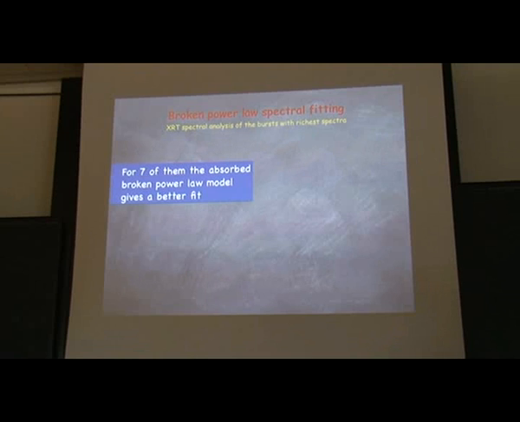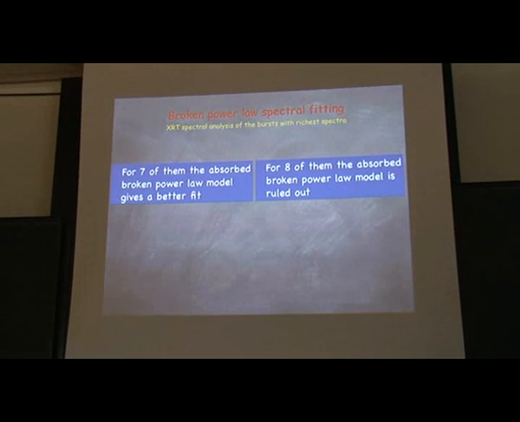We select the sample of the GRBs with the richest XRT spectra, and for 7 of them we found that a broken power law model gives a better fit. We are avoiding the flaring activity and early-time steep decay. For 8 of them we can exclude this solution. Of course, this broken power law modeling has a strong implication, for example, on the NH column density, but for lack of time I will not discuss it in this talk. If you have some questions, I have a couple of backup slides on this topic.